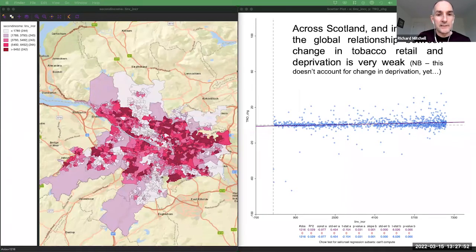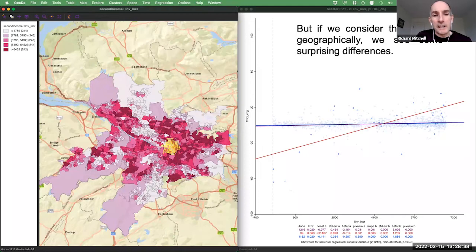So the map here on the left is a map of income-related deprivation, where the pinky purple areas are more deprived. That's the East End there. But it's interesting, if you were to draw, as I have done here, a scatter plot of the relationship between the change in tobacco retail on this axis and increasing deprivation on this axis, you can see that actually in Glasgow, globally, it's a weak relationship. I should stress that at the stage we've reached in this analysis, we're still modelling deprivation at 2020. So it's change in alcohol tobacco retail outlet against deprivation in 2020. That's just one caveat. But the point still holds. It's a weak global relationship.